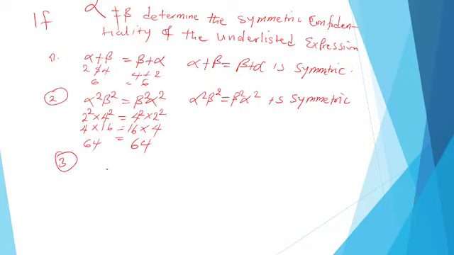Now let's try another one. We've done alpha squared beta squared. Let's try alpha beta. Is it the same thing as beta alpha? This is 2 times 4, which is 8, and this is 4 times 2, which is 8. So alpha beta is symmetric to beta alpha. It is symmetric.